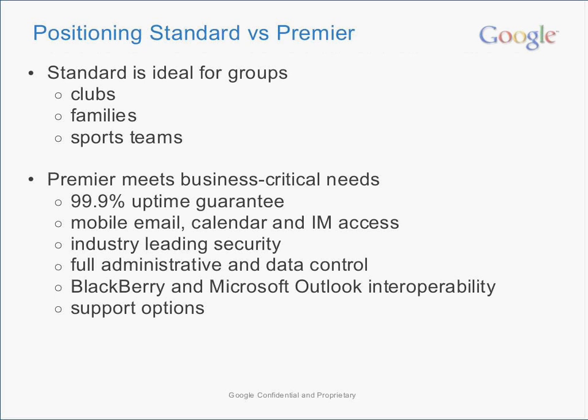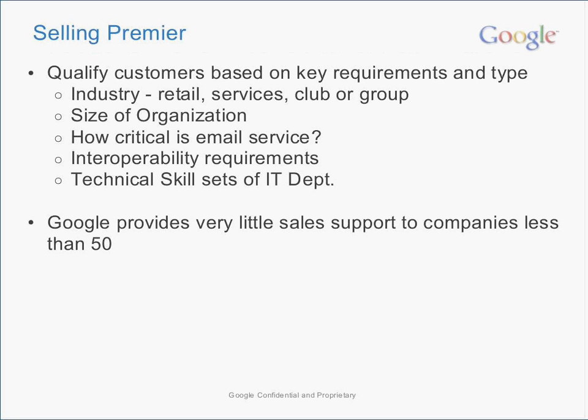So in the next slide, I'm actually going to talk a little bit about how we in the SMB market have been going around trying to sell Premier Edition. The first thing that we do when we talk to customers is we try to really qualify and get some of those main pain points that businesses have, to really establish why they should go for Premier Edition. We ask questions like, what kind of an industry are you in? We really try to figure out, is email critical to your business?